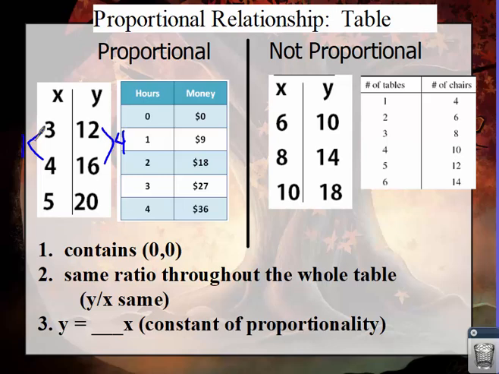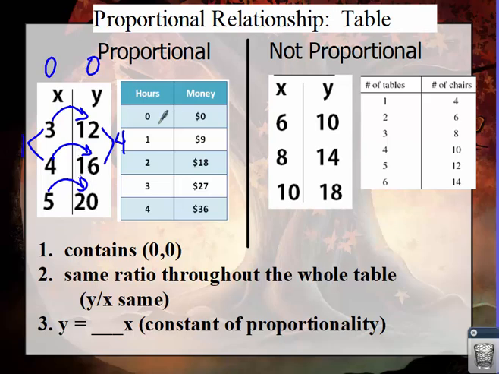So in order to determine if 0, 0 is part of my T-chart, I take my slope and I multiply my x value by it. 3 times 4, that gives me 12. Is that what's in the y spot? Yes. 4 times 4, 16. 5 times 4, 20. So that would mean that if I had a 0 there, 4 times 0 is 0. So 0 would be part of this T-chart. So is this proportional? Yes.